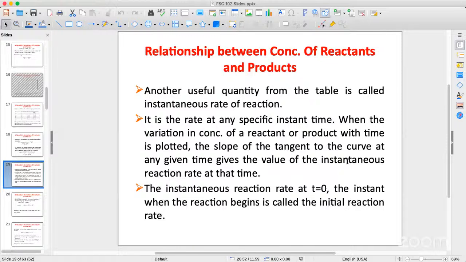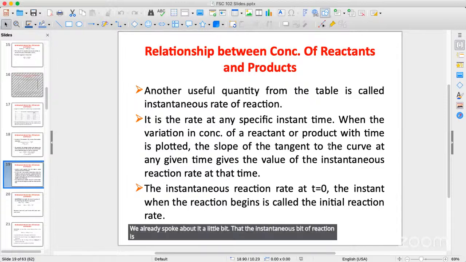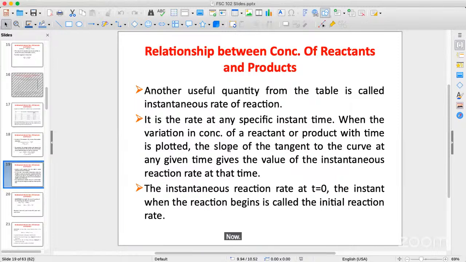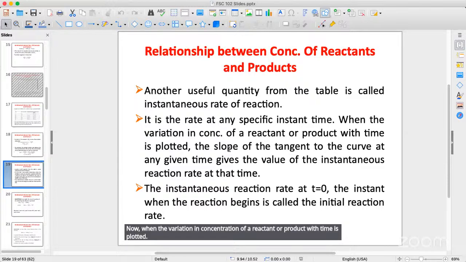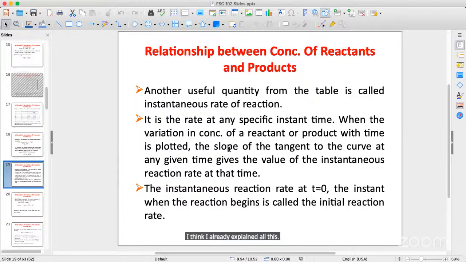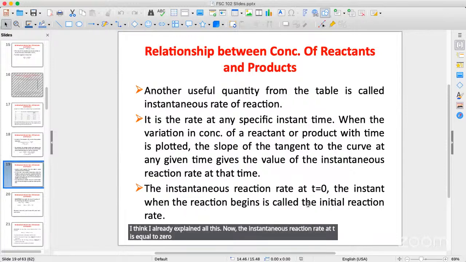We already spoke about it a little bit, that the instantaneous rate of reaction is the rate at any specific instant of time. When the variation in concentration of a reactant or product with time is plotted, the slope, I think I already explained all this. Now, the instantaneous reaction rate at t equal to 0, the instant when the reaction begins, is called the initial reaction rate. All these are already explained.